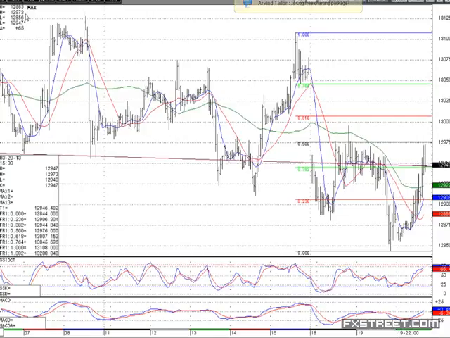CQG is not a free charting package. It costs between £800 and £1,500 a month.